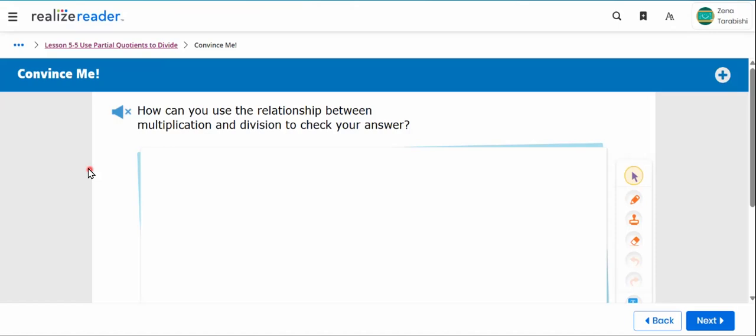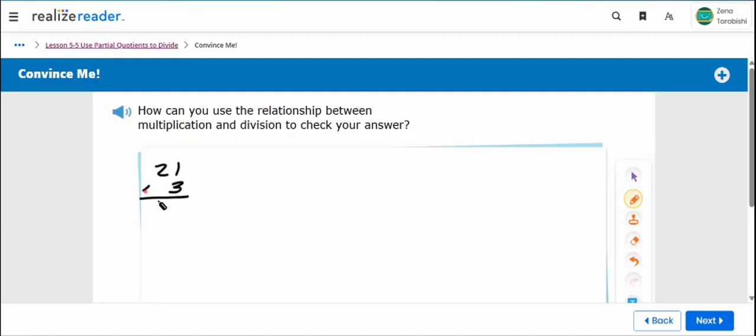How can you use the relationship between multiplication and division to check your answer? So when we think about multiplication and division, when we're multiplying, what we're doing is the opposite of dividing. And so when we divide, we're also doing the opposite of multiplying. So if, for example, we multiplied by 21, we could check 3 times 21 to see if we actually get 63. And if it showed that it was 63, then our division is correct. So 3 times 1 is 3. 3 times 2, that's going to give us 6.